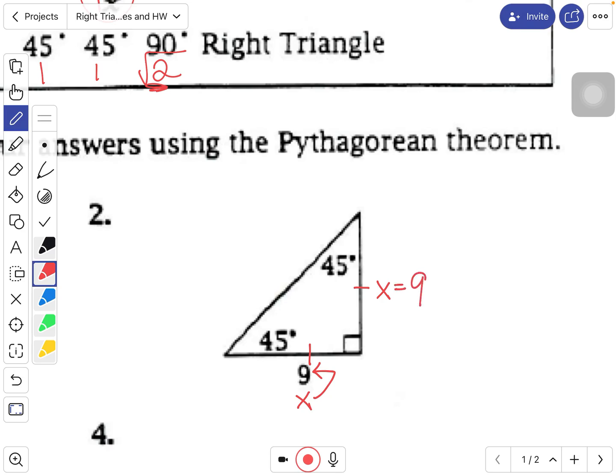The side across from your 90-degree angle, also known as your hypotenuse in a 45, 45, 90 triangle, has the value x square roots of 2. And once again, we know what x is. Make this a different color, make it a little easier to understand.